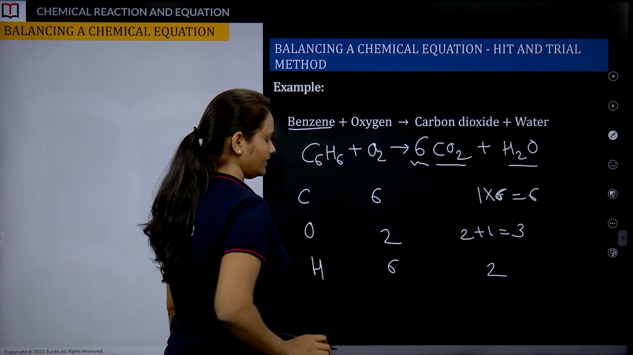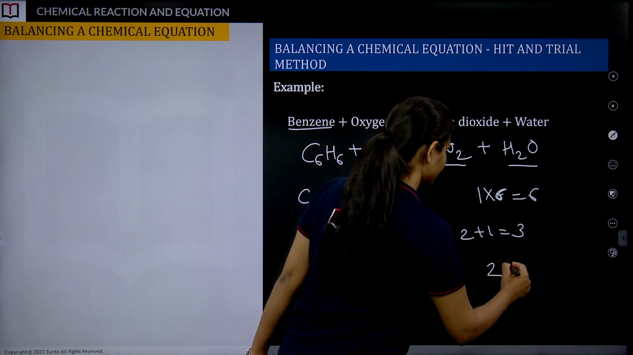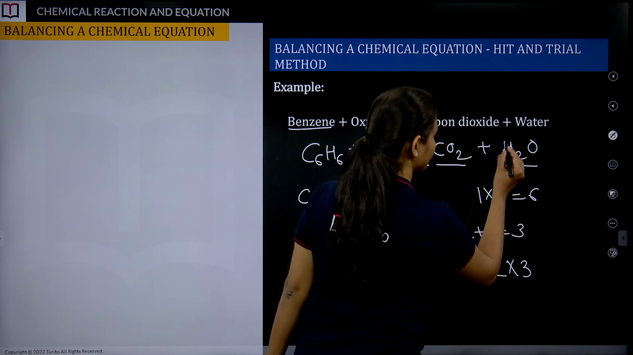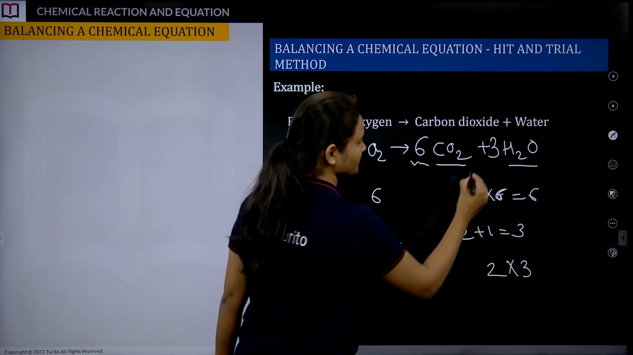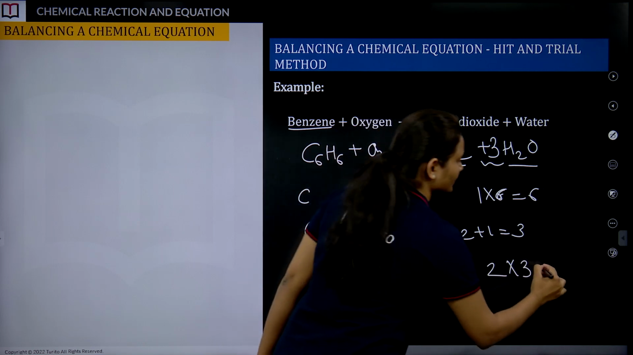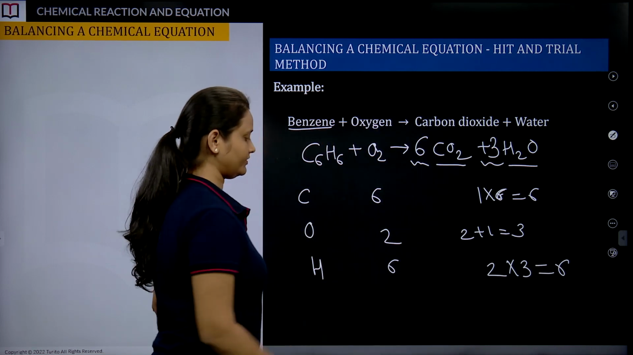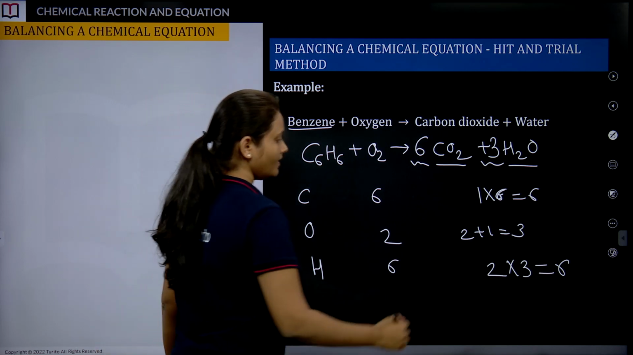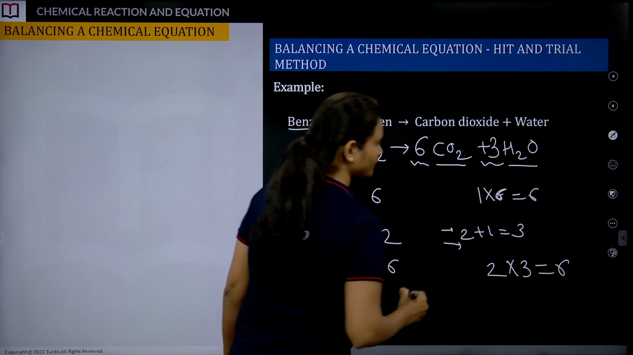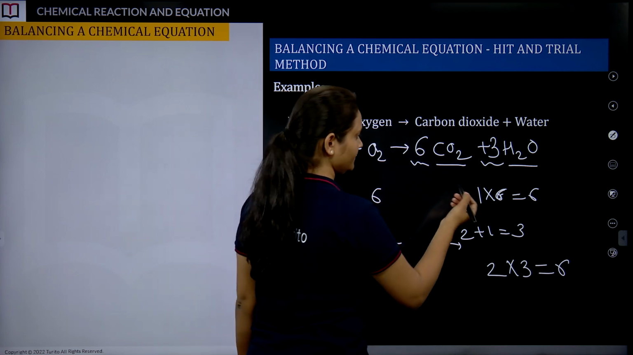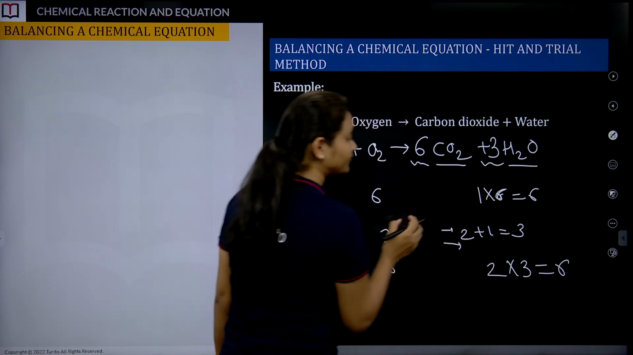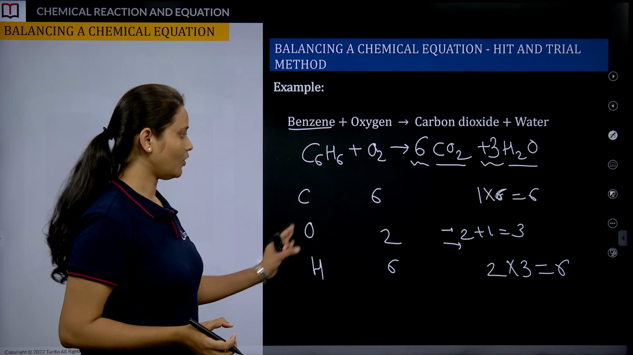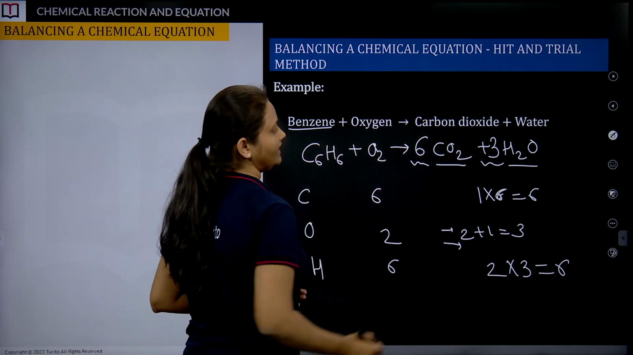Okay, if I am going to add something like this, 2 into 3, if I am adding 3 here as a coefficient, which is going to give me 6 hydrogen. So, hydrogen is balanced as of now, right? But after adding this coefficient, we need to see the change in the total number of oxygen. So, oxygen is now changed on the right hand side.